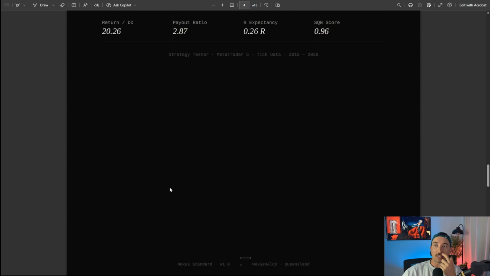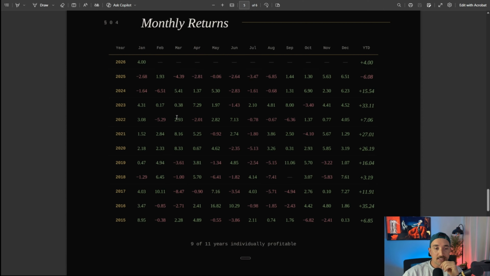Now, the best thing about this strategy for sure is the consistency of it, right? 11 years of consistently profitable data from 2026 down to 2015. We know this edge works, right? Because the Asian range breaks out. It's as simple as that.